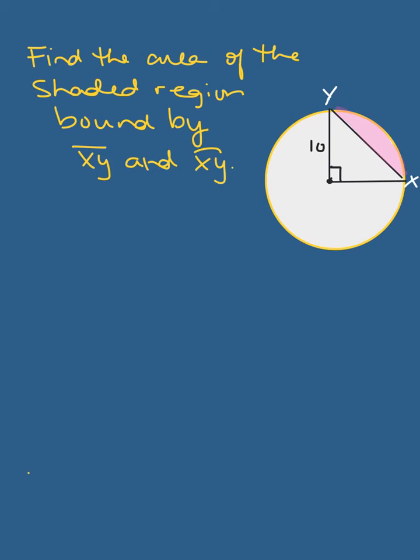In our last problem for today, we're going to find the area of the shaded region bound by segment XY and arc XY. So again, when we say bound by, we're talking about defined by. So we're talking about that area right there. Now, I don't have a specific formula for that, so I have to deal with what I know. I definitely have a right triangle there that I'm going to work with. I can find out the area of the sector, so that's kind of where we're going to start. So let's first find the area of the sector.